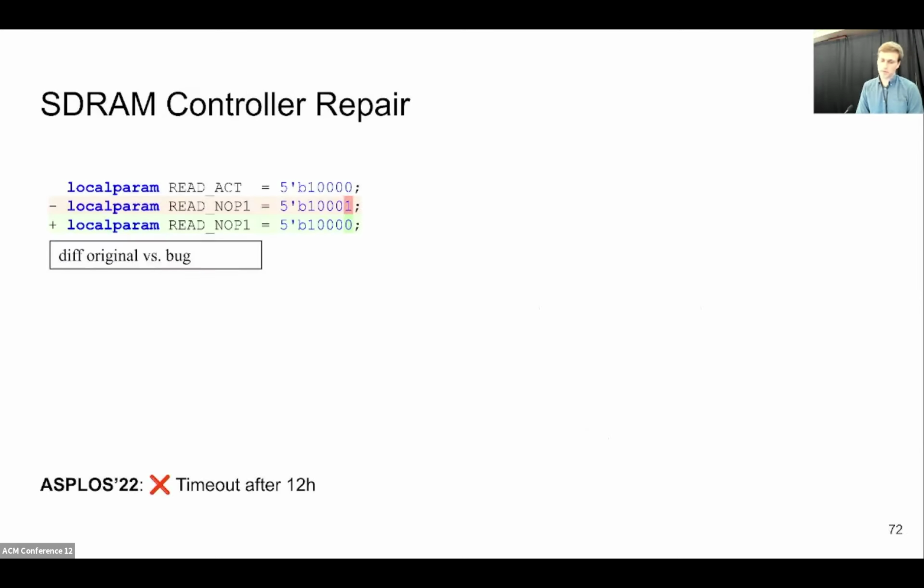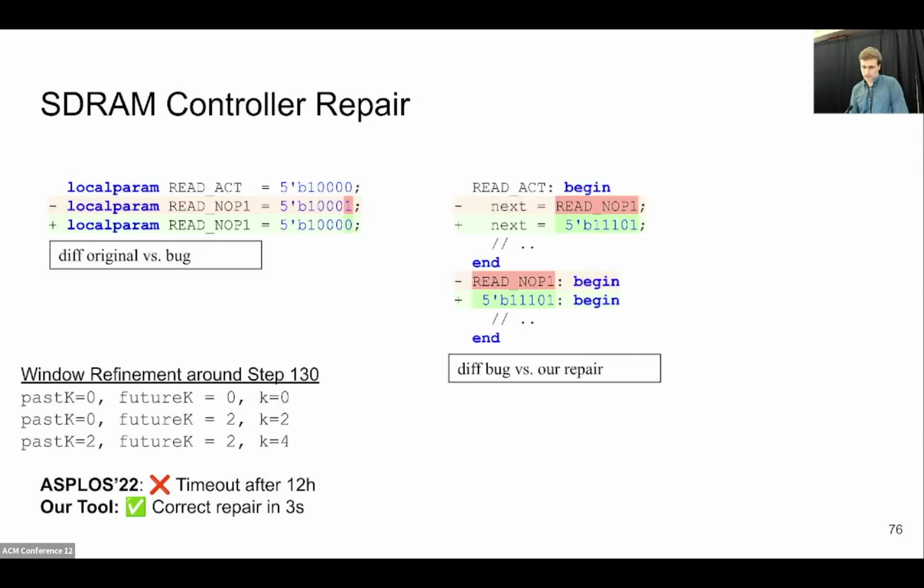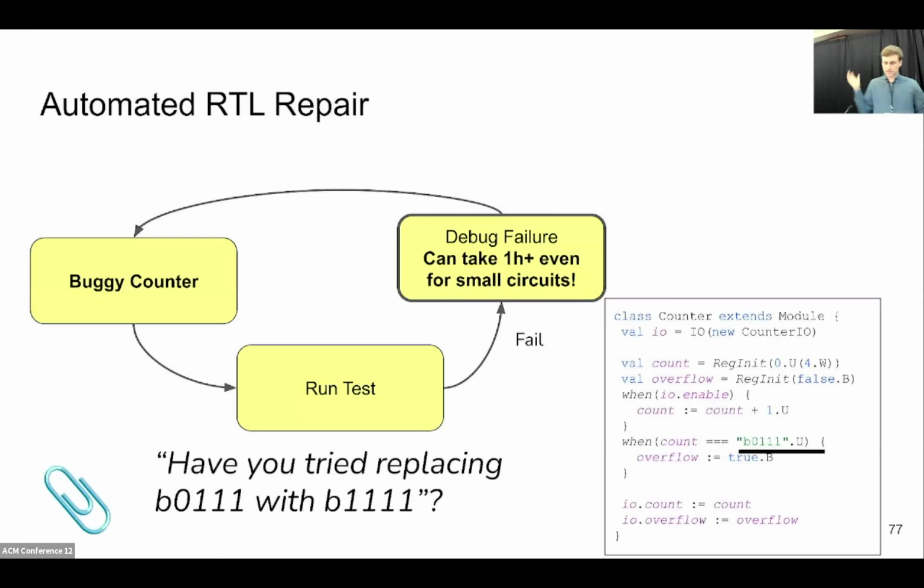So this is an example of a repair. This is a state machine that has a state that's now aliased because of the bug that's introduced. The first output divergence happens at step 130. Our tool starts with a window size of 0. It then says, I need to include 2 steps into the future, then 2 steps into the past. And then with window size 4, it creates a correct repair within 3 seconds. Here it will replace the constant in 2 places, just because of the way that the replace literal template works.